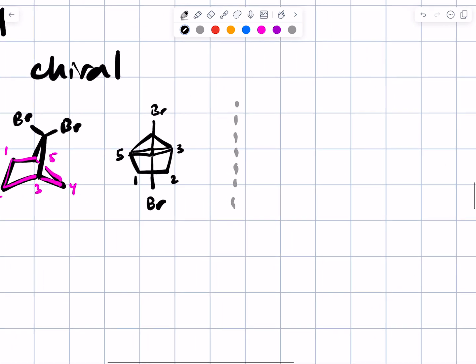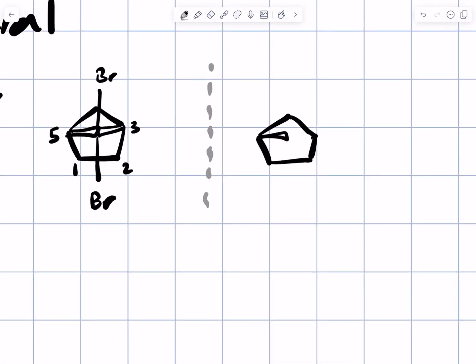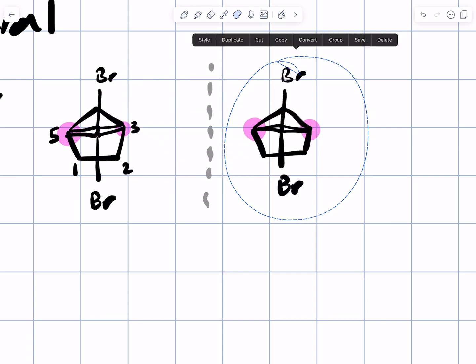All right, so that's our overhead view. We'll draw the mirror image. Chiral or not? What I said before still applies. 5 and 3 are still stereocenters, but, gasp, they're the same.